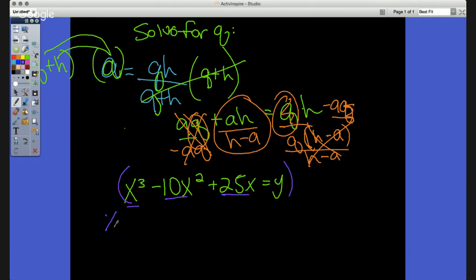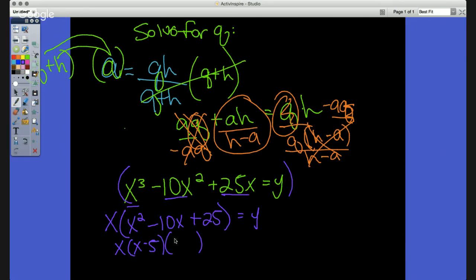Well, the thing we could pull out is an x. So what's left over? Well, we'd have now an x squared minus 10x plus 25, okay? And that equals y, or f of x, you could say. So can we factor out further? You sure can. Two numbers that multiply to 25 but add to negative 10? Let's say x minus 5 and x minus 5. I think that will work.